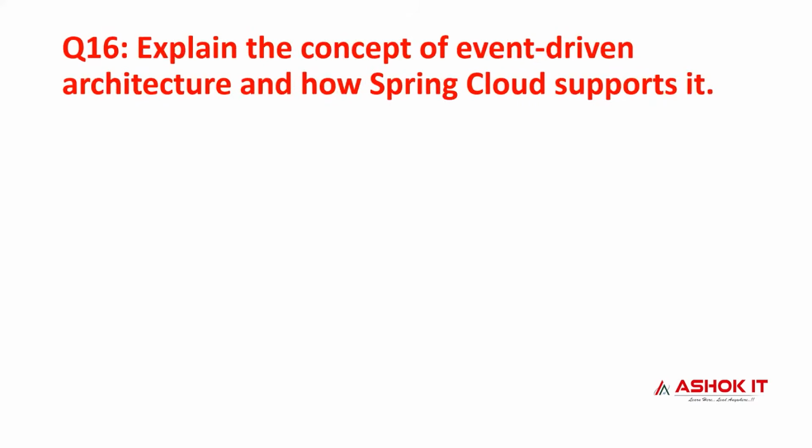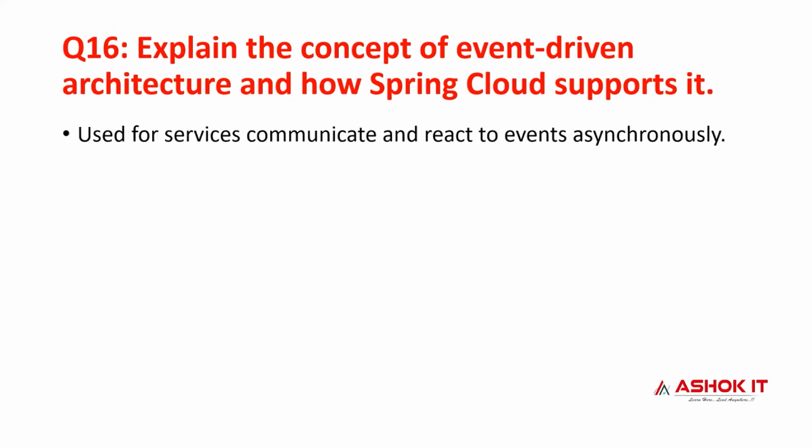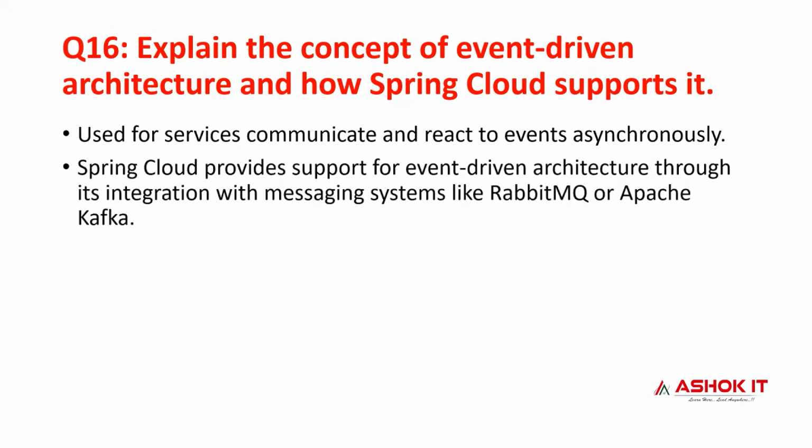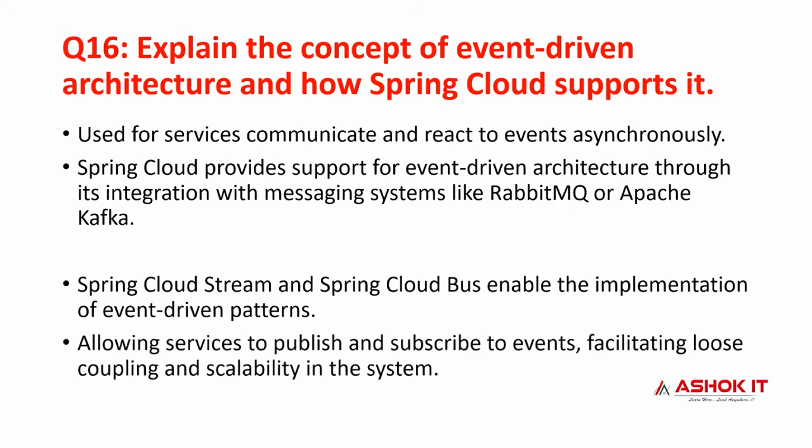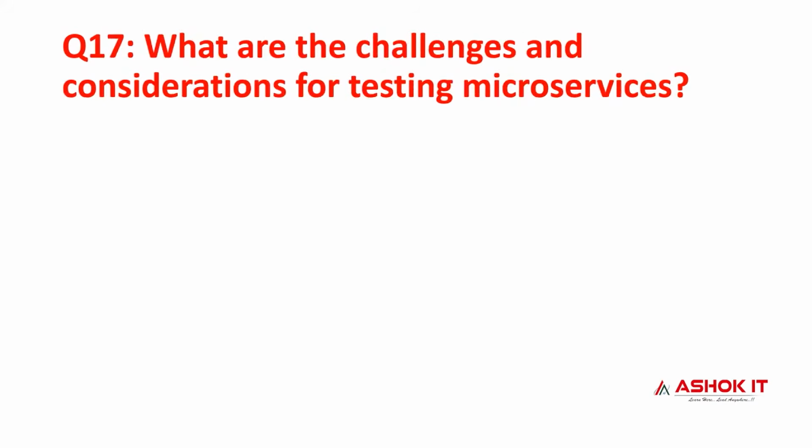Question number 16. Explain the concept of event-driven architecture and how Spring Cloud supports it. Event-driven architecture is to connect microservice communication in an asynchronous manner. For that we can use message queues, RabbitMQ or Kafka in asynchronous programming, or we can use Spring Cloud Stream, Spring Cloud Bus concept to implement these event-driven patterns. We can also use a mechanism of publish and subscribe to the events, that supports loose coupling and scalability of the system.